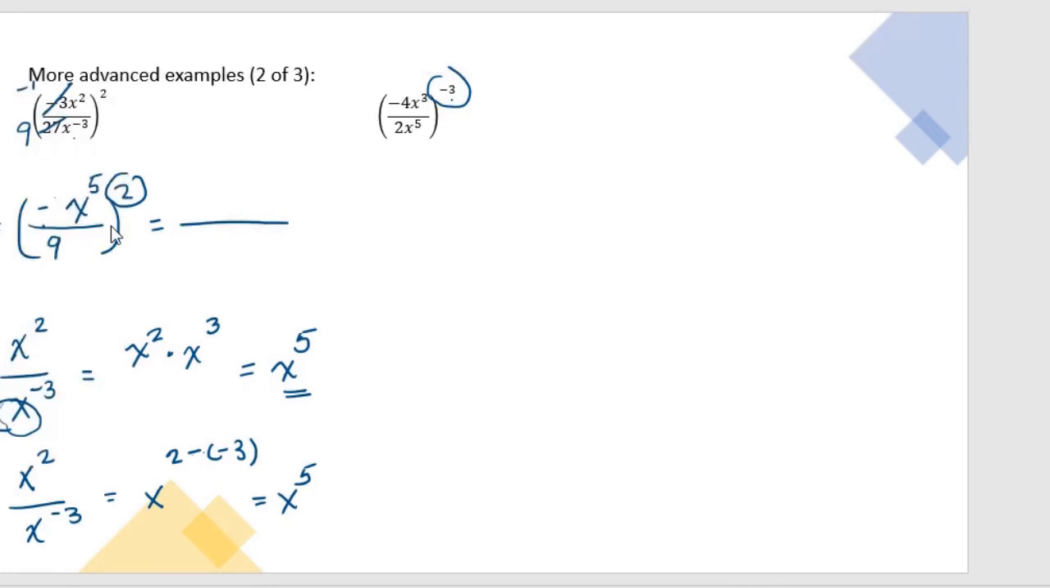So the negative here is also being raised to the power of 2. Negative times negative is positive. And x to the power of 5 to the power of 2. So that's x to the power of 5 all to the power of 2.